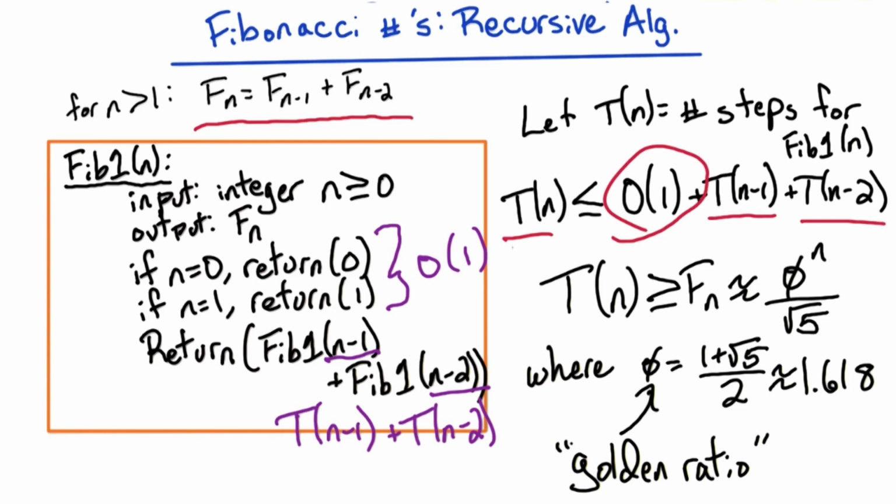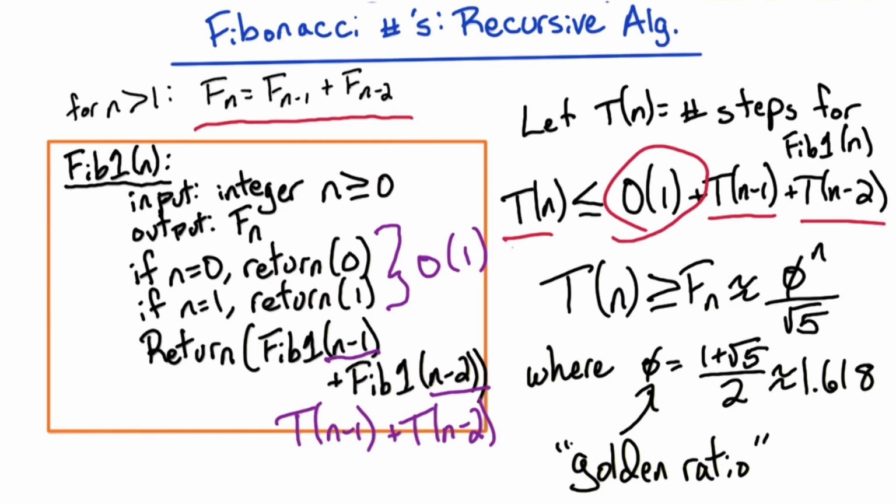But for us, the punchline is that the Fibonacci numbers grow exponentially in n, and the running time to compute the nth Fibonacci number using our recursive algorithm is at least the nth Fibonacci number. So our running time is exponential in n. So this is a terrible algorithm for computing the nth Fibonacci number.